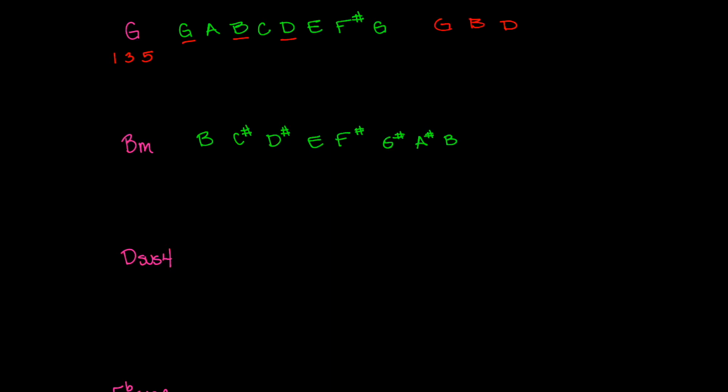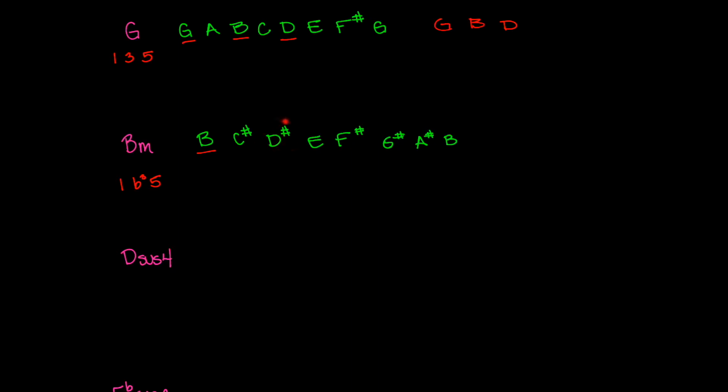Now I want to remember what the formula is. The formula was 1, flat 3, and 5. This shouldn't be too hard to memorize because everything has to have a 1, everything pretty much has a 5, and we know that the difference between a major and a minor is just flatting the third. So now I'm going to go through here: I've got a 1, and here's my 3.